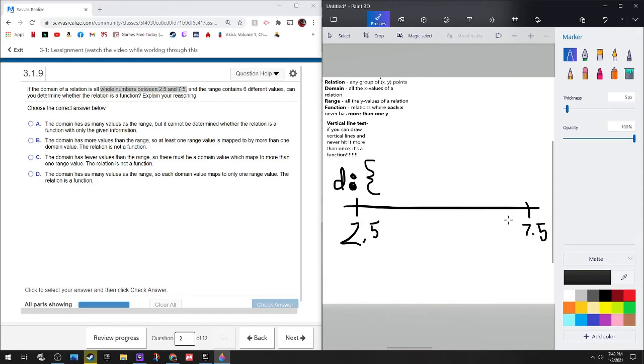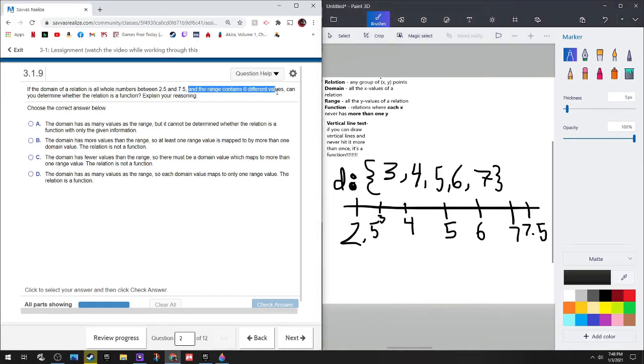Well, what's a whole number between them? If I go along the number line, 3 is a whole number between them. And then we hit 4. And then we hit 5, and you see that my scale's really bad. And then we hit 6. Oh, wait, we also hit 7, don't we? My scale actually was okay. So 3, 4, 5, 6, and 7. So that's the domain of this relation.